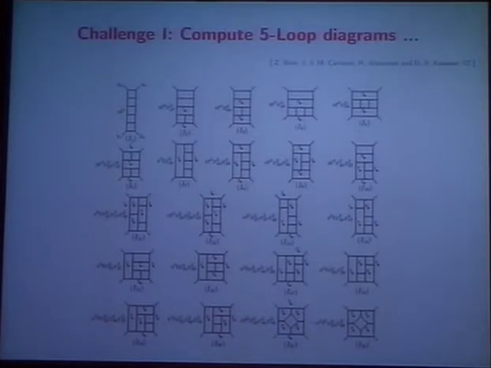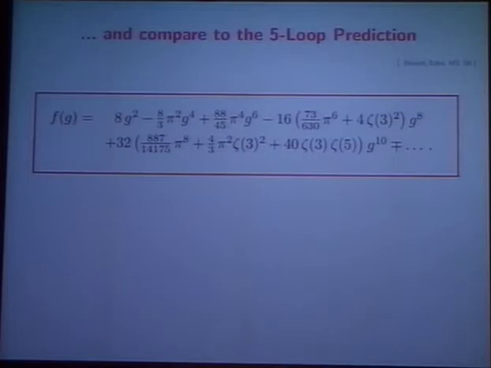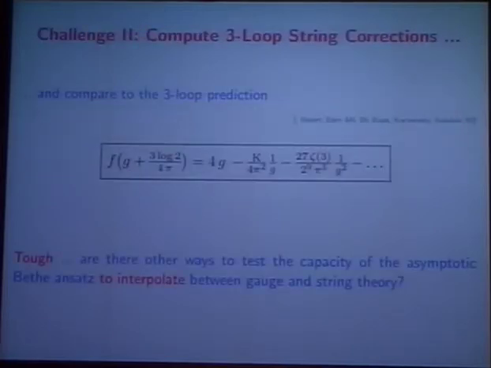So now I invite you: the Feynman diagrams for 5 loops were written down. I invite you to evaluate them. That was not done. And compare to the 5-loop prediction of the equation. And then you can try to do a 3-loop computation in string theory and also check it against the equation. But that's, of course, all very tough. So we should maybe find other tests of this equation.